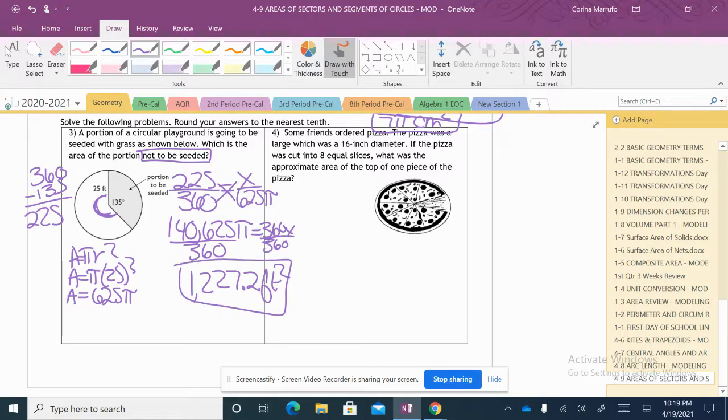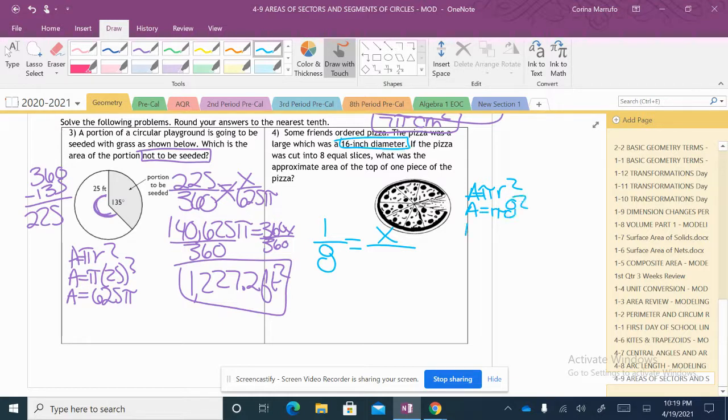All right, the next one says some friends ordered a pizza. The pizza was a large with a 16-inch diameter. If the pizza was cut into 8 equal slices, what was the approximate area of the top of one of the pieces of the pizza? We're looking for 1 out of the 8 slices, and we don't know what the one area is. On the bottom, we're going to put the area of our pizza. Area equals pi r squared. Our radius here is going to be 8 because they tell us the diameter is 16.